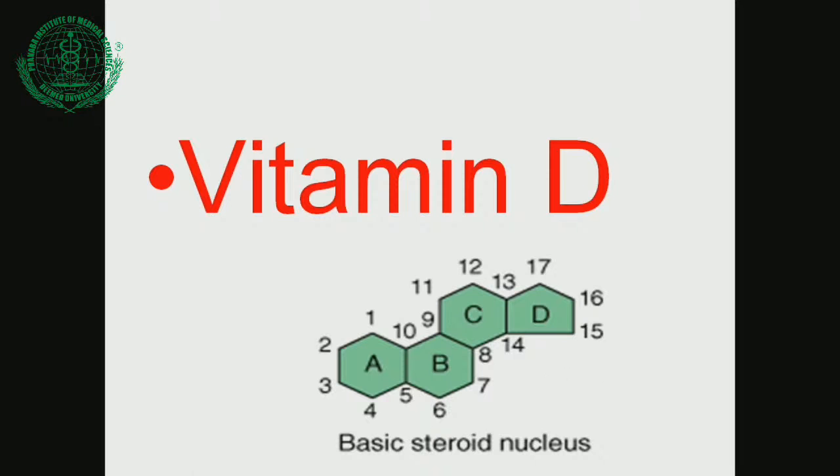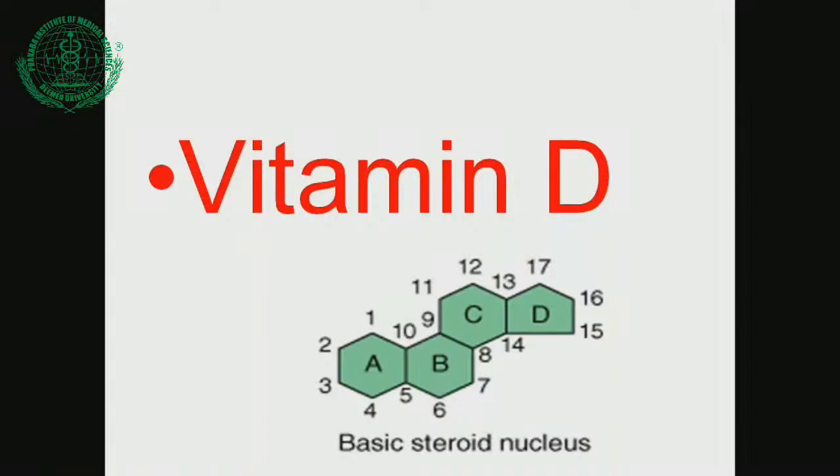Why is it called a hormone? What is the speciality of a hormone? It is produced somewhere and acts somewhere. This is called a hormone, isn't it? It is produced under the skin, stored in the liver, and it acts on the GIT, kidneys, and also on the skin. So remember, vitamin D is also called a hormone. Vitamin D has a pentagonal structure. You must know this basic steroid nucleus, and it is a steroid.